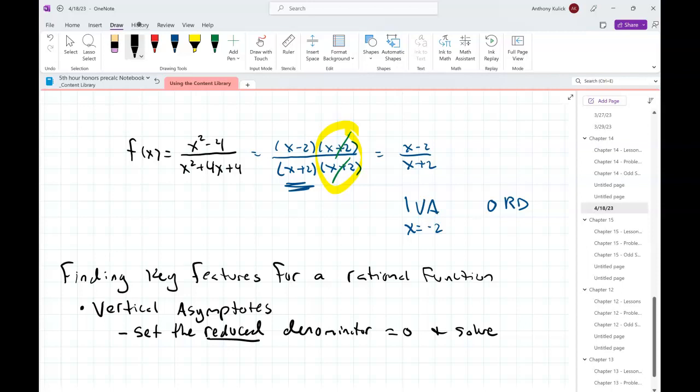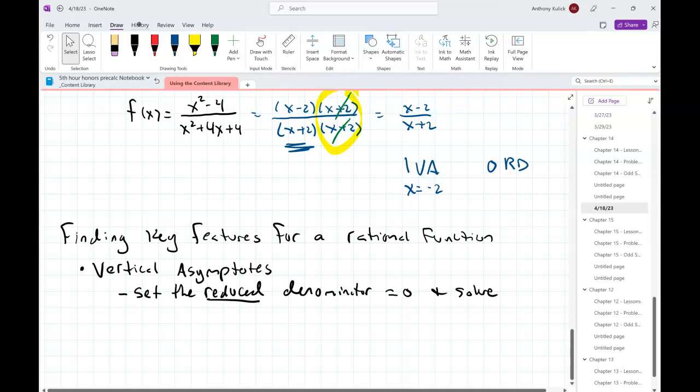We wanted to make sure we say reduced there because if we just set the normal denominator equal to 0 and solve, you may catch a removable discontinuity in there also, right? Now, if we're talking about a domain, you don't want to reduce because the removable discontinuities and the vertical asymptotes are both discontinuities. You need to throw those both out when you're doing a domain. But if all you're doing is looking for the vertical asymptote, you need to reduce. Okay.